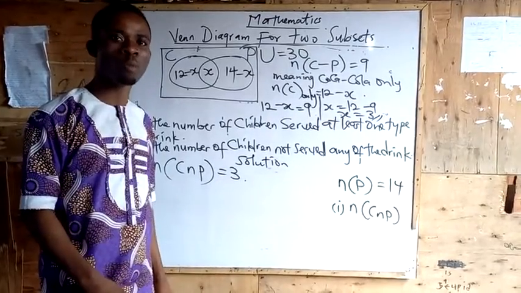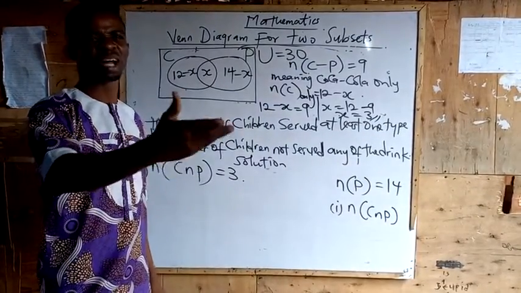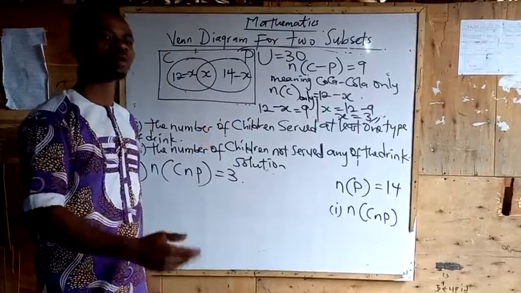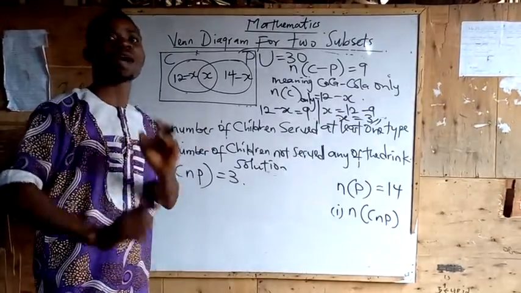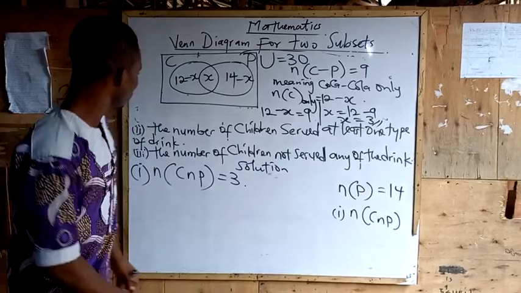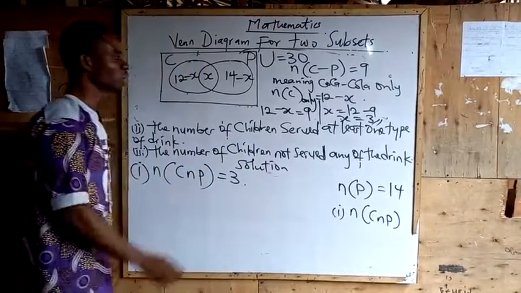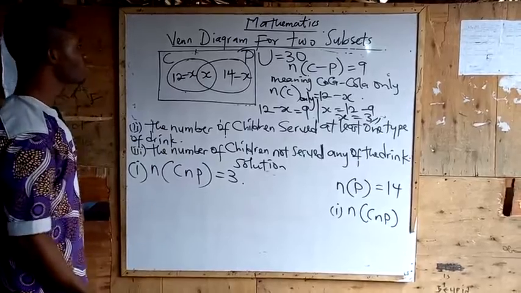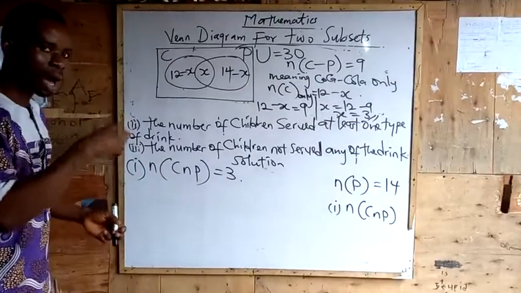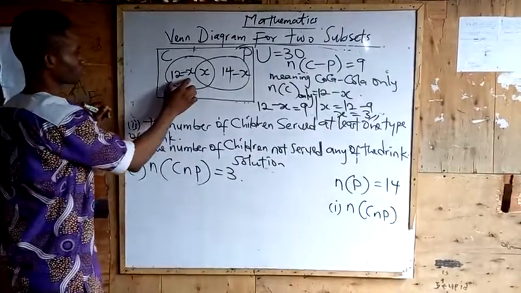But when they say at most, that means when they say you can only get at most 5, that means you can get 5 and below. But when they say at least 5, you can get 5 upward, 5, 6, 7. So if they ask us for the number of children served at least one type of drink, that means you can get one and above.